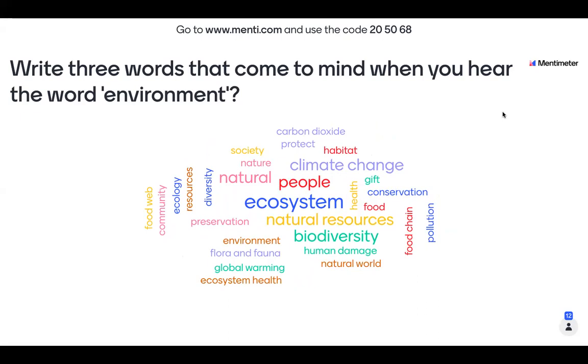So tingnan, dito sa word cloud, ino-organize niya yung responses. Kung sino yung may maraming response, mas malaki yung font size ng word. So it seems like based on your understanding, on your perception of the word environment, most of you said that it talks about the ecosystem and natural resources and biodiversity. And some of you talk about natural and climate change and people. So these are the more common terms that you associate when you hear the word environment.